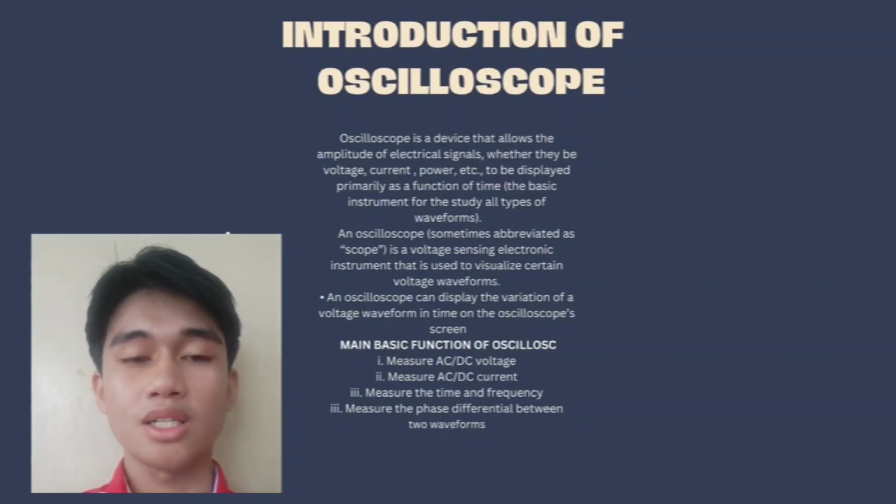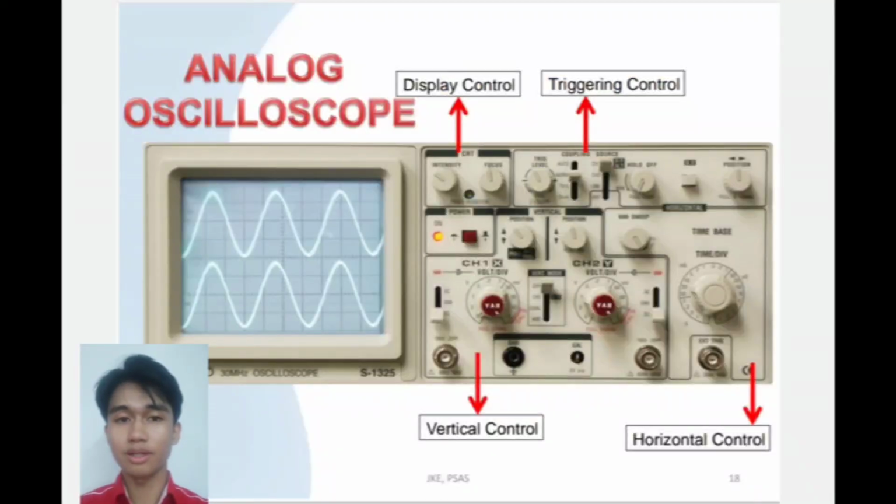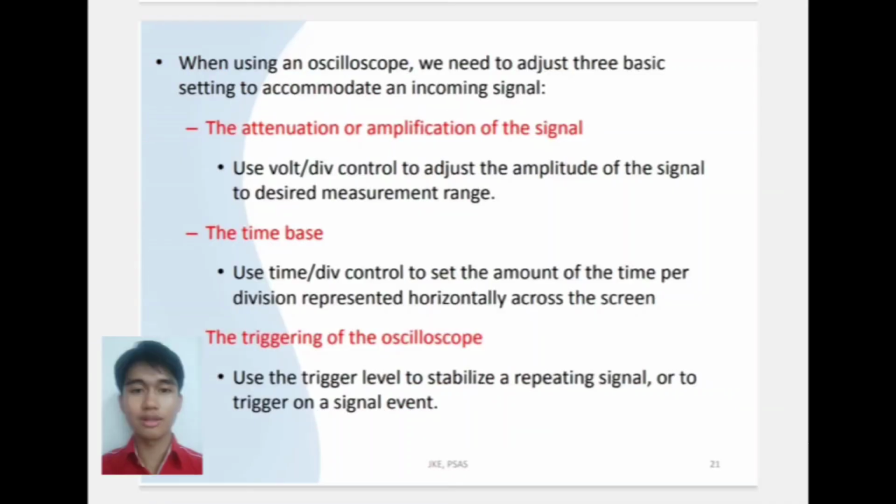The main basic functions of an oscilloscope are to measure AC or DC voltage, measure AC or DC current, measure the time and frequency, and measure the phase differential between two waveforms. This is an example of an oscilloscope. We can see the oscilloscope has display control, triggering control, vertical control, and horizontal control.